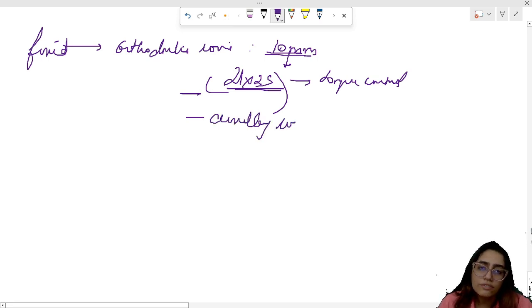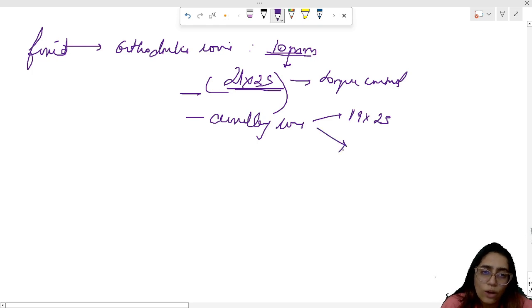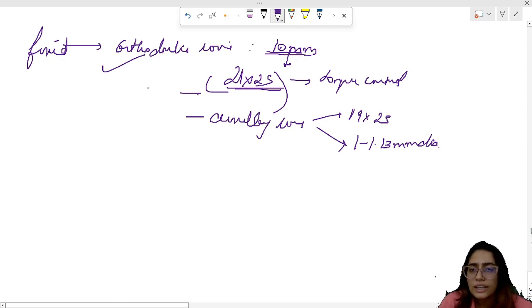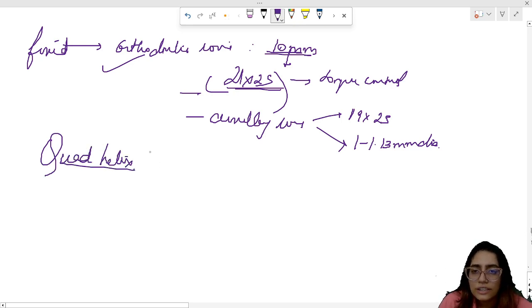So these auxiliary wires can be of length around 19-25 wires, which are used over the main base wire, or they can use a round very heavy wire that can be around 1 to 1.13 millimeters in diameter, so as to bring about the expansion. So this is about the orthodontic wires, or the normal orthodontics that is used. The other appliances that are used as specific appliances include quad helix. Quad helix is a very important appliance. It has been given by Ricketts.